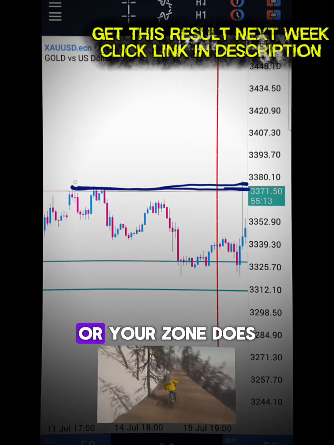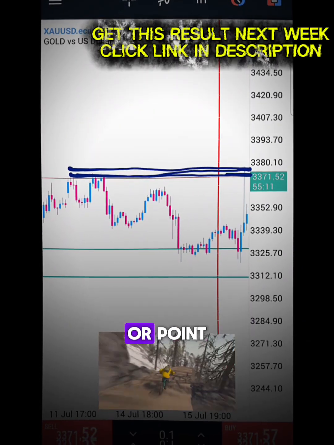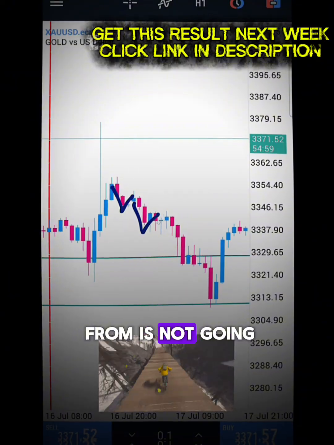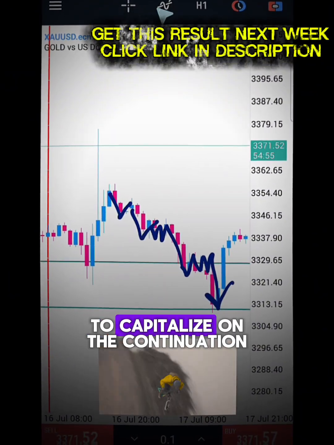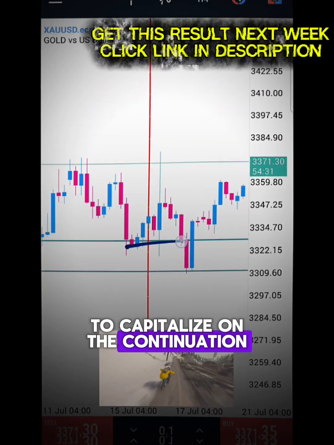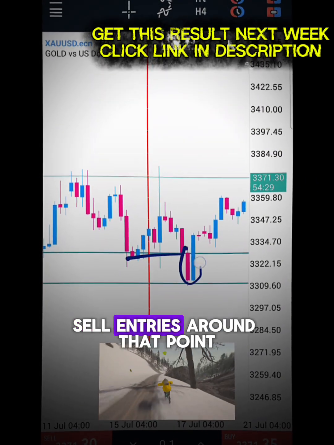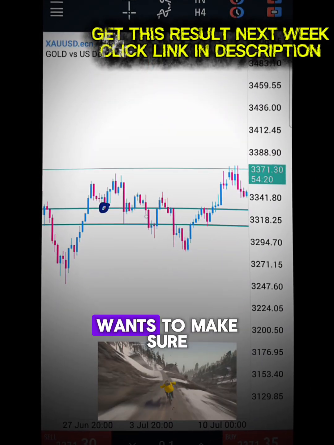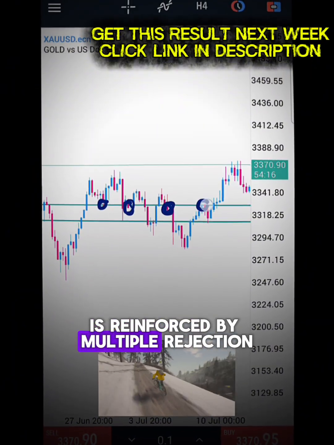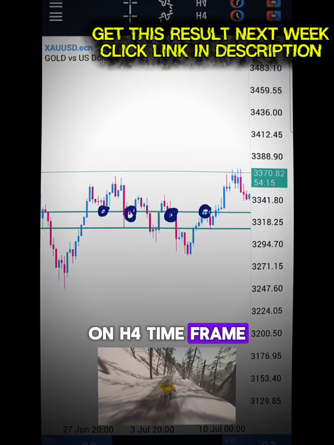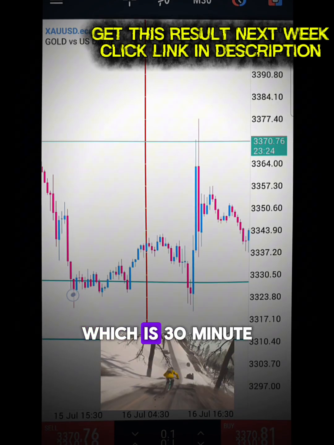And if your entry zone does not have an active force or point where volume is coming from, it is not going to hold. So basically you find where the volume is coming from, and then you want to capitalize on the continuation. So how was he able to get sell entries around that point? First things first, he wants to make sure where he's going to sell from is reinforced by multiple rejections on the H4 time frame and on the M30 time frame, which is the 30-minute time frame.